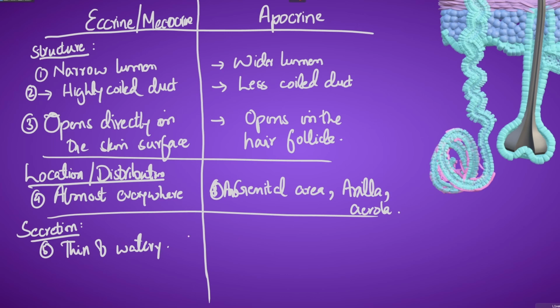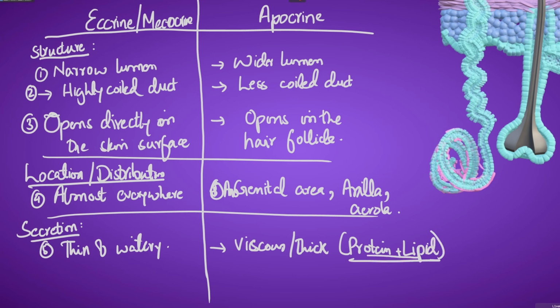And if we come here, apocrine, it is not thin and watery. Of course, it is hypotonic solution similar to the eccrine. Along with that, there are some other substances present. So it is thick or viscous, and it contains proteins and lipids. The basic solution is hypotonic, similar to that, but within that solution we have proteins and lipids, right?